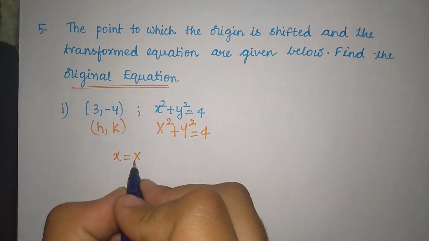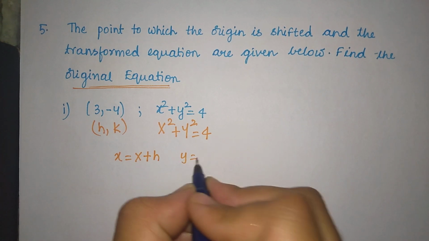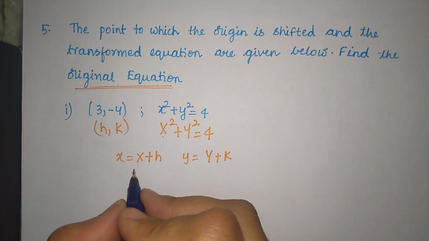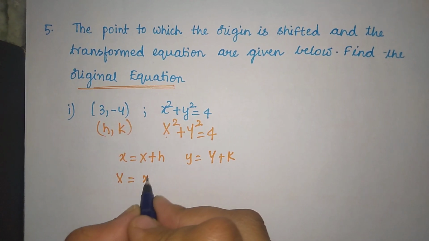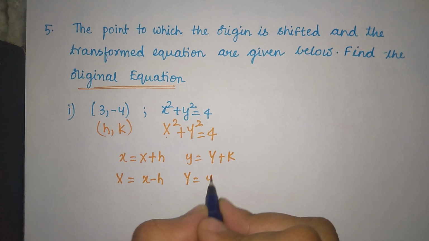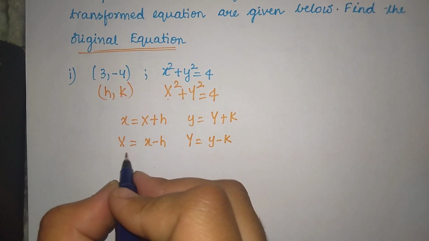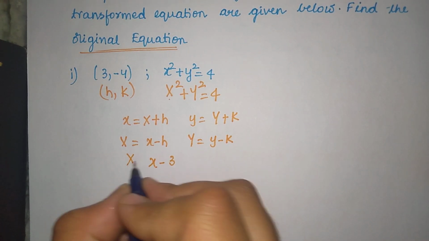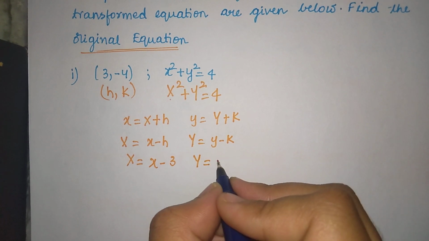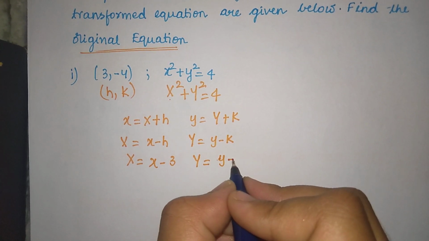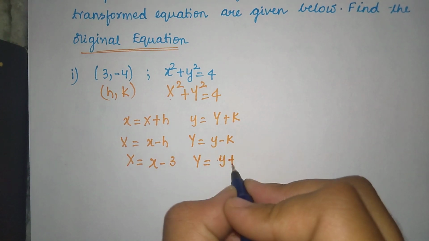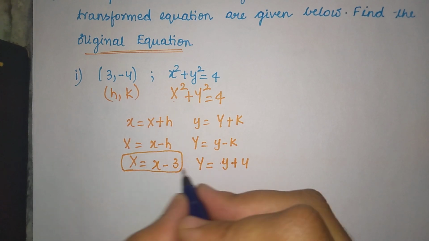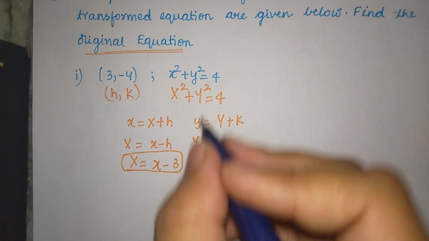So small x is equal to capital X plus h. Small y is equal to capital Y plus k. But what is given here? Capital X. So that formula you have to use. So capital X is equal to small x minus h. Capital Y is equal to small y minus k. Okay. Small x minus 3. Capital Y is equal to small y minus of minus 4, that means plus 4. Just substitute this. Capital X is equal to x minus 3, capital Y is equal to y plus 4 in this equation.